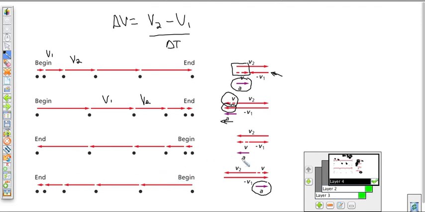But that's a quick little run through of what are accelerations, what are velocity vectors, what are acceleration vectors, and what is an acceleration. So it's simply a change in velocity over a change in time. And the best way to understand it is you can feel it.